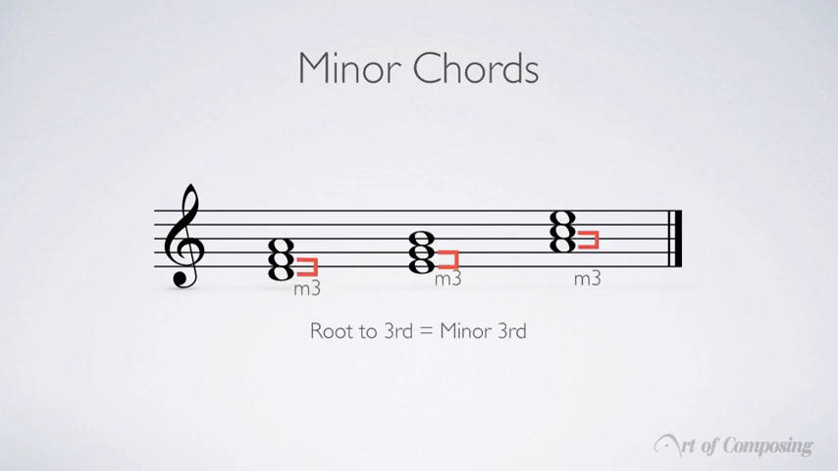Now minor chords have a minor third between the root and the third, and then a major third between the third and the fifth. And this also leaves a perfect fifth between the root and the fifth. So let's look at a different chord. If we have D as the root, and we have F as the third, it's a minor third, and the fifth is A, it's a major third above F. That also leaves us with a perfect fifth above D, and a minor chord.